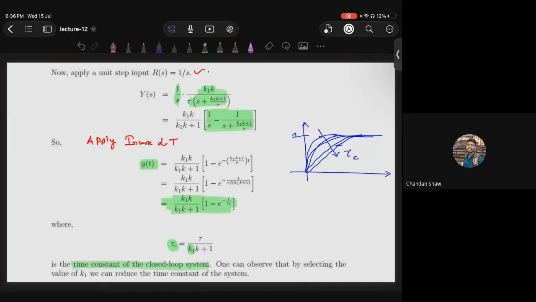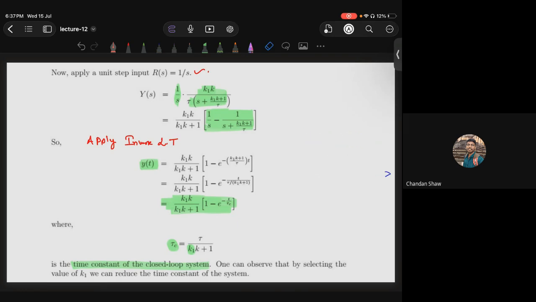So what is K1 here? Sir, in the graph, how can I assume the tau c is that line? Please tell me again, I didn't understand. No, let me draw it again.